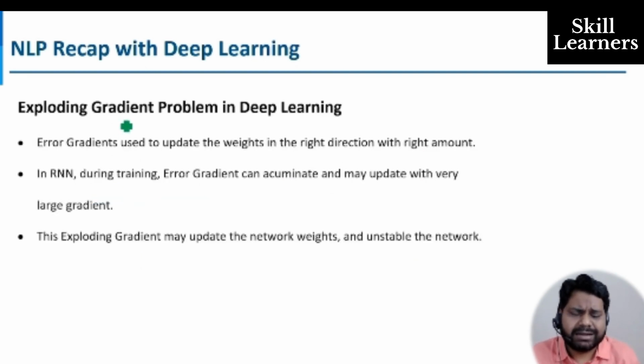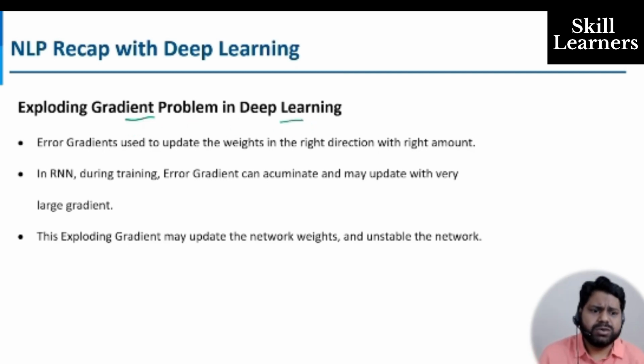But we have seen that there is an exploding gradient problem in deep learning. So what is the exploding gradient problem? Error gradients are used to update the weights in the right direction with the right amount. When your model is training, the error gradients are used to tweak the model weights to make it better, so that it can perform well.